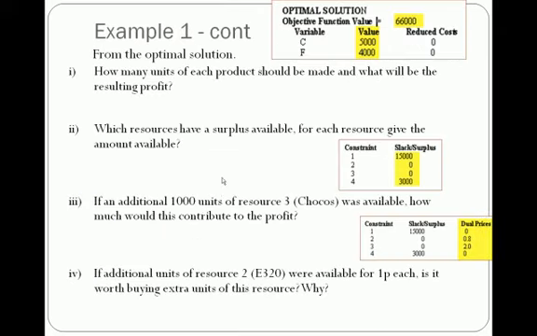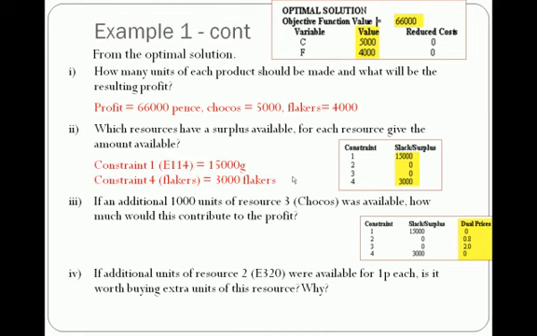So what's the answers to some of these questions? How many of each product should be made and what will be the resulting profit? We should make 5,000 of C, 4,000 of F, and our profit will be 66,000 pence or £660. We should have surpluses on constraint 1, which is E114, worth 15,000. And on constraint 4, which is flakers, which is 3,000.